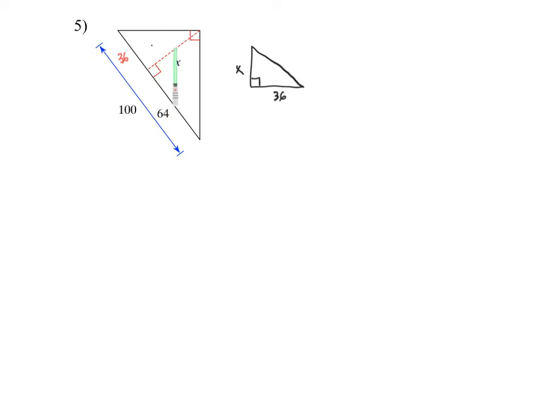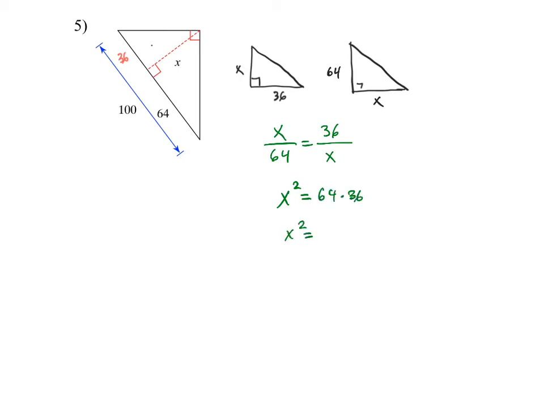Now I'm going to get this triangle right here, and I'm going to rewrite it also. So now the height of the big triangle is the base of this triangle. So this is x, and this is 64. So again, I'm going to rewrite that order. So x is to 64 as 36 is to x. Now I'm just going to cross multiply. So x squared equals 64 times 36. So x squared equals 2304. And the square root on both sides. So x equals 48.